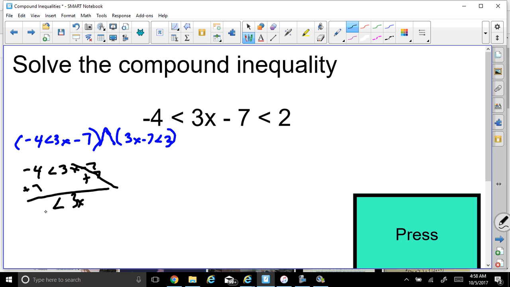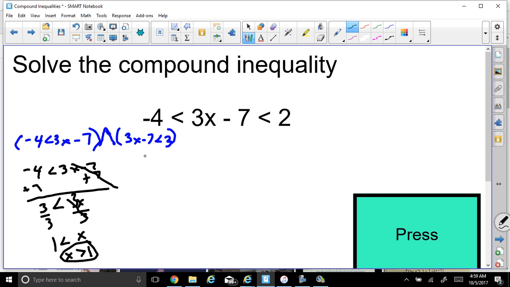7 minus 4 is 3. Choose the sign of the 7, it's positive. Now divide both sides by 3, and 3 divided by 3 is 1, less than, my 3's cancel out over here and give me the x. So my answer would be 1 is less than x, or I could write it backwards, x is greater than 1. There is half of my solution.